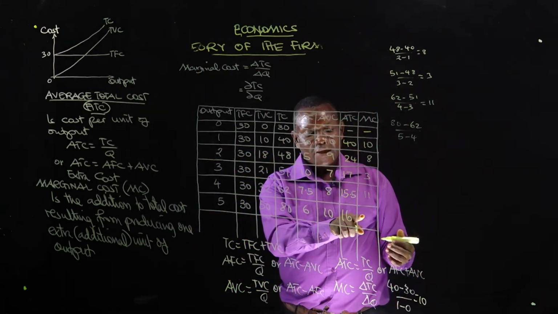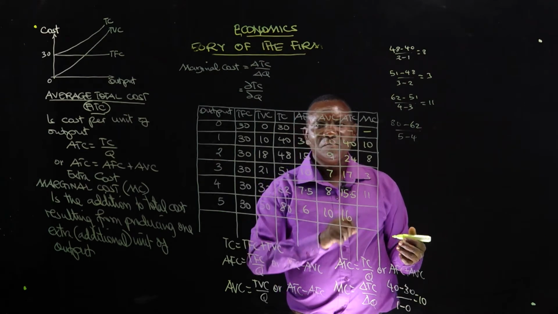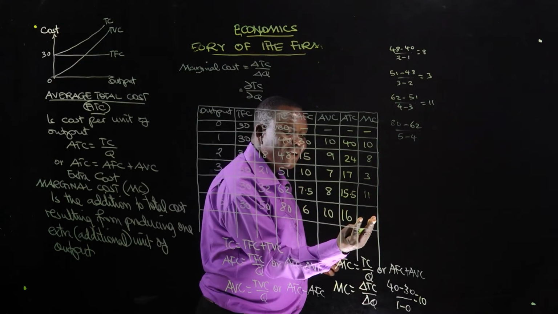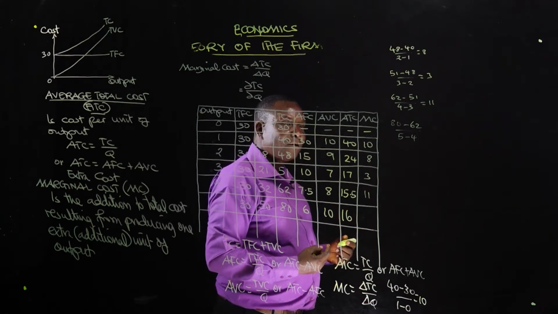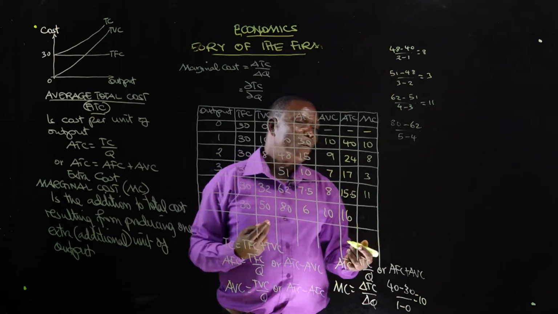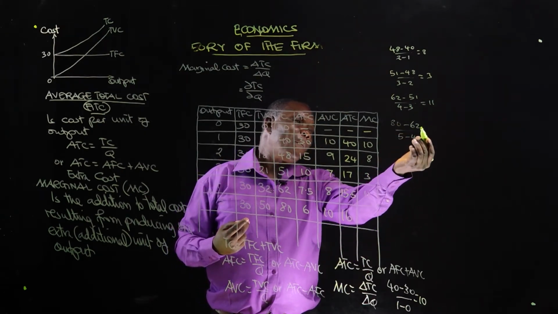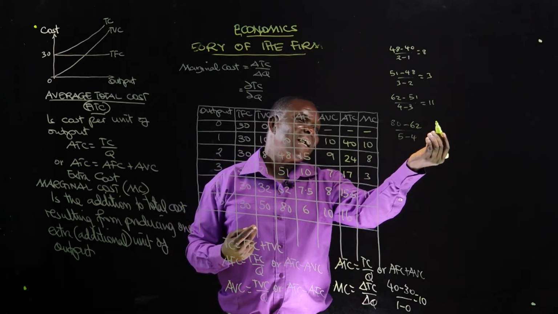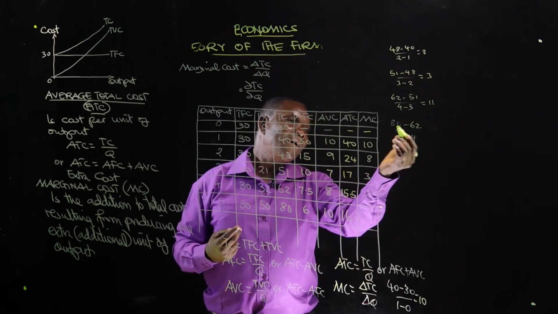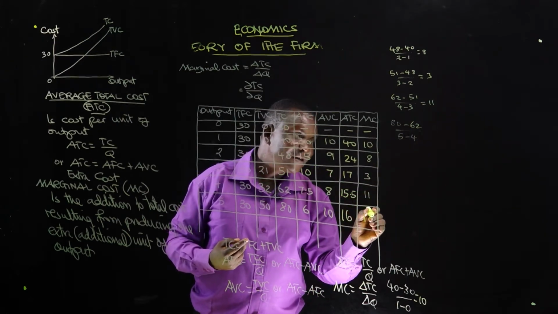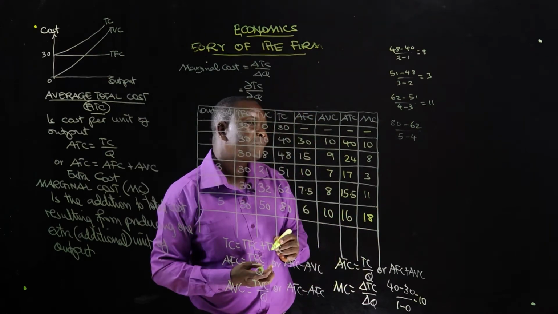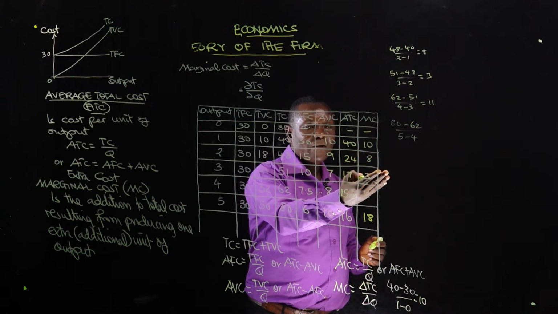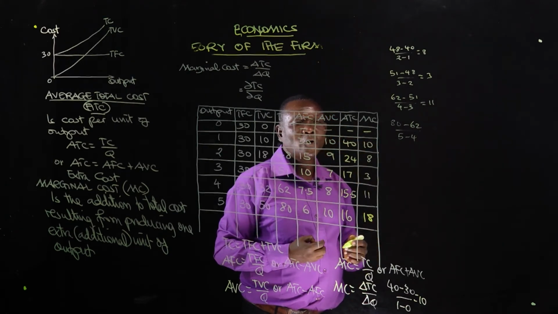Dear students, would you fill in the blanks here? If this was a trend, can you fill in the blanks here? Okay, we do it. 10 minus 2 is 8. Then we have 7 minus 6, so the answer is 18. This is how we can fill in the blanks for marginal cost.